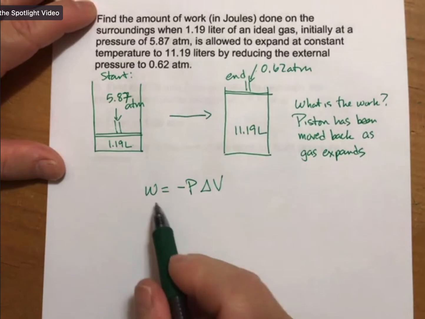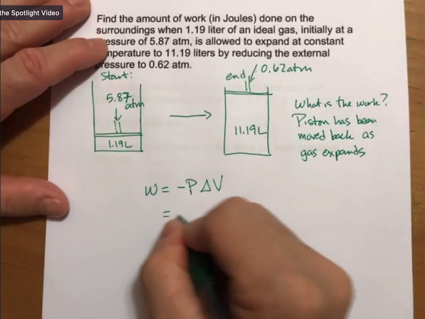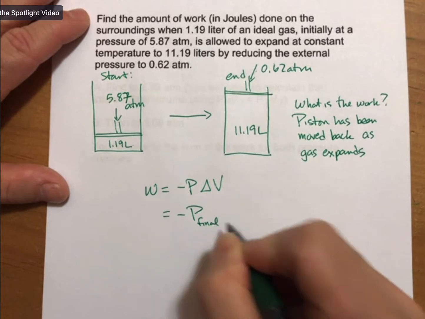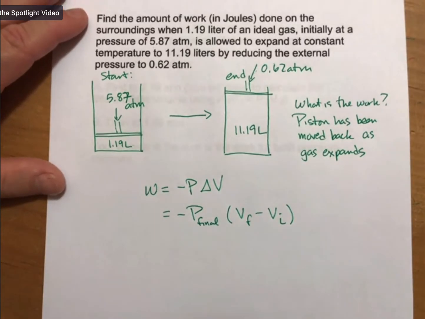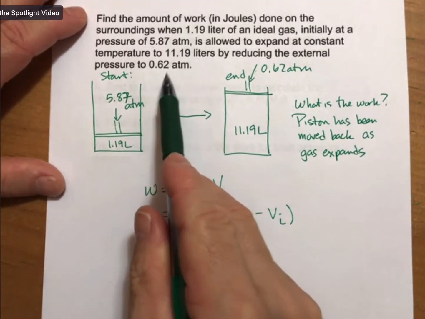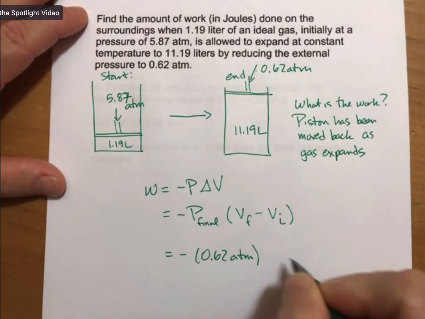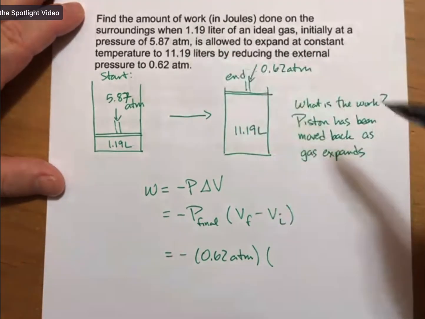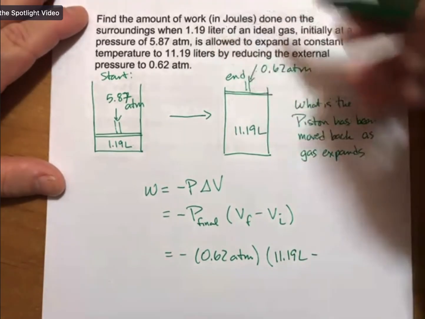It says work is equal to minus pressure times delta V, where pressure is always the final pressure, and delta V is the volume final minus the volume initial. So our final pressure is 0.62 atmospheres. Our volume final is 11.19 liters. And our volume initial is 1.19 liters.